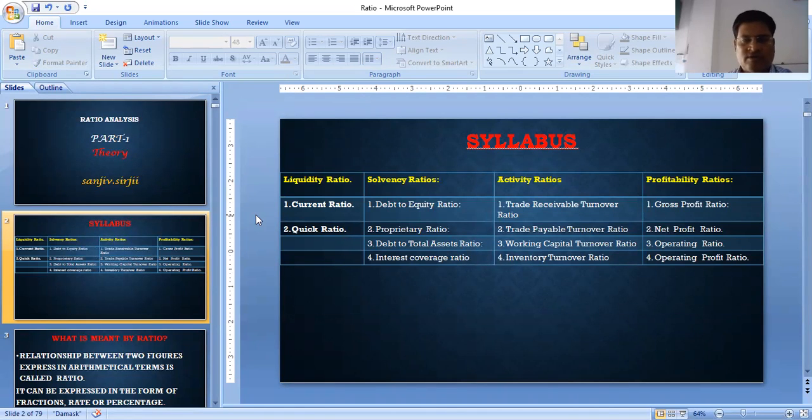But what is there is current ratio and quick ratio under liquidity ratios. Under solvency ratios, these four ratios are there: debt to equity, proprietary, debt to total asset, and interest coverage. Under activity or turnover ratios, we have trade receivable turnover ratio, trade payable turnover ratio, working capital turnover ratio, and inventory turnover ratio. And under profitability, we have gross profit ratio, net profit ratio, operating profit ratio, and operating ratio. This is our syllabus.